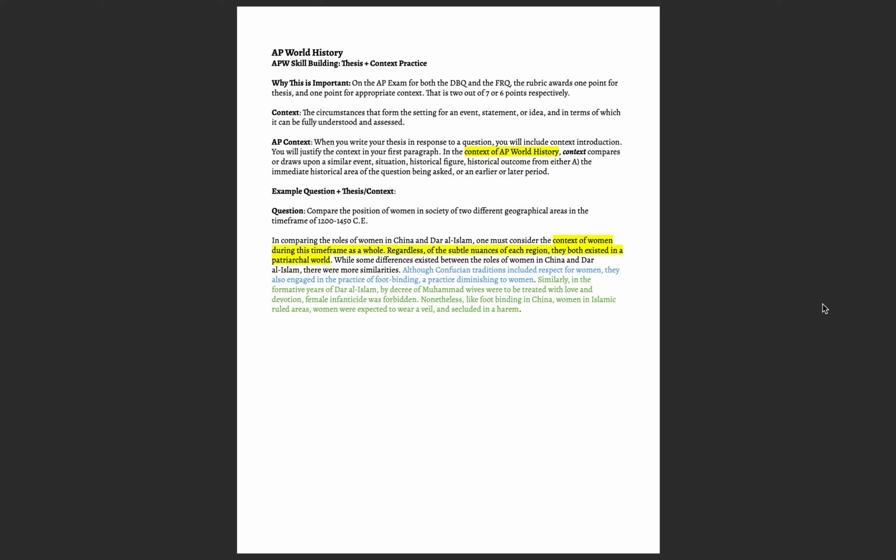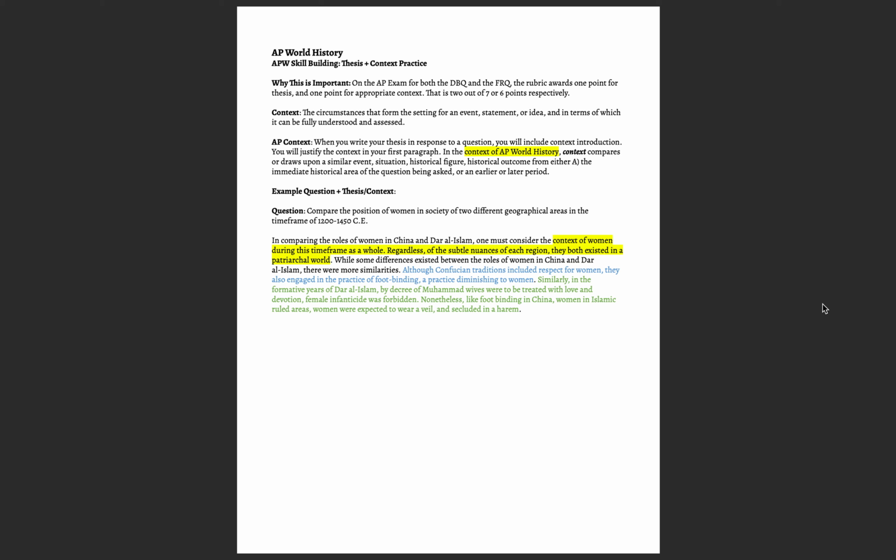In that first two sentences, I've set up context. I've told the reader exactly the two geographic areas that I'm going to be comparing, so China and then Dar al-Islam. And then I've also provided context. I'm putting women in a larger context of that. They both existed in a larger patriarchal world.